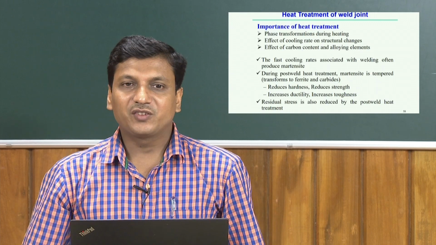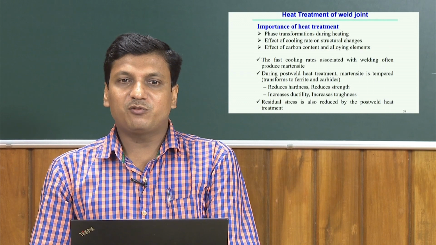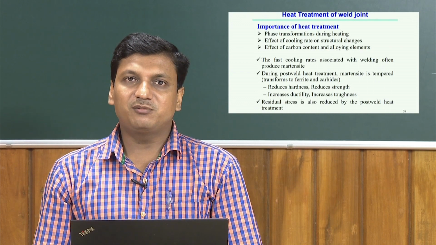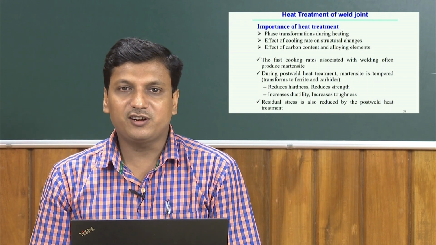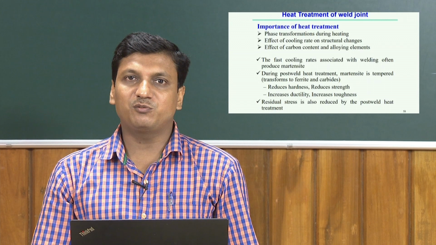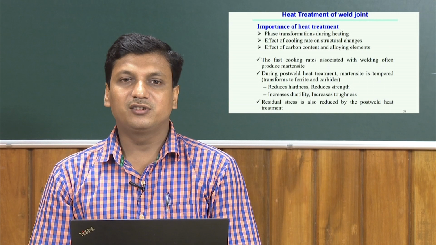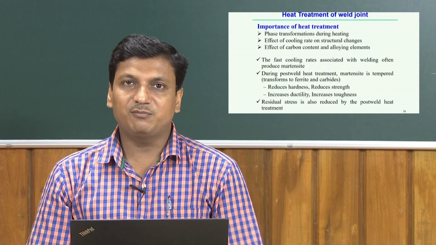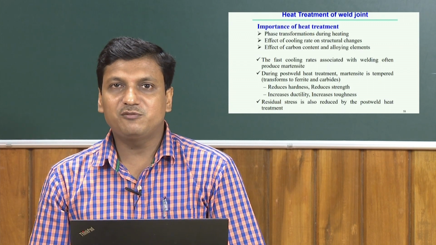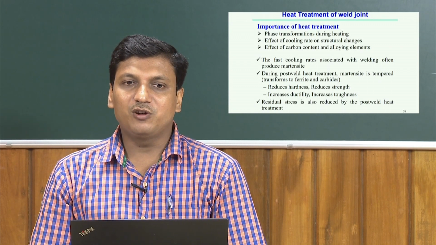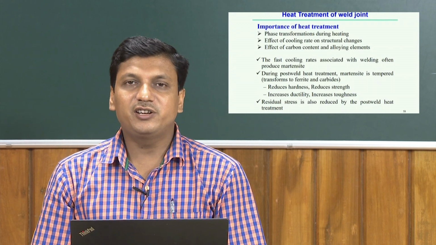Therefore, during post weld heat treatment, if you follow any kind of heat treatment process after welding, martensite is basically tempered, and that means the martensitic structure may transform to ferrite and carbide. During that transformation, its overall impact on the weld joint properties is that it reduces the hardness and strength, but increases the ductility and toughness. So, that is the benefit of the heat treatment process in any weld joint. Of course, residual stress is also reduced by the post weld heat treatment process.